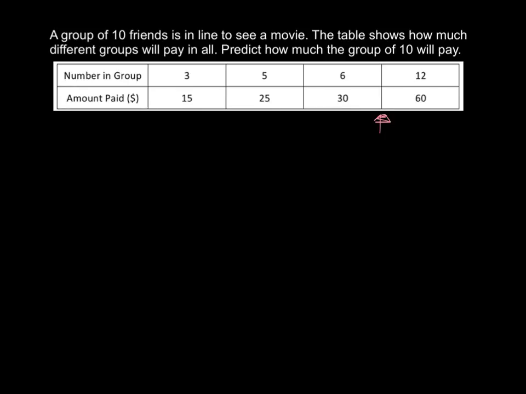Okay, well, I am seeing a pattern here. I'm noticing it's almost like $5 per person. 5 times 5 is 25. 6 times 5 is 30. 12 times, that would be times 5. Times 5 is 60. So I'm guessing if I know there are 10 people, I could multiply that by 5 and I would get $50 is how much money they would pay.